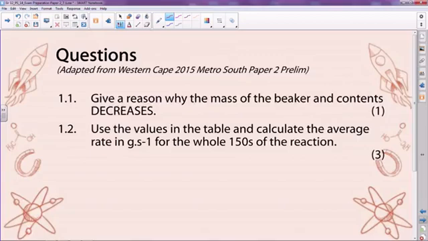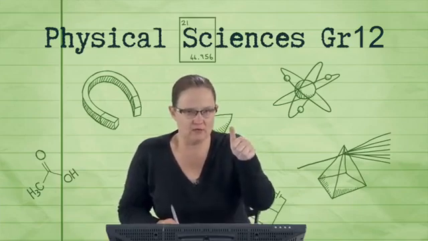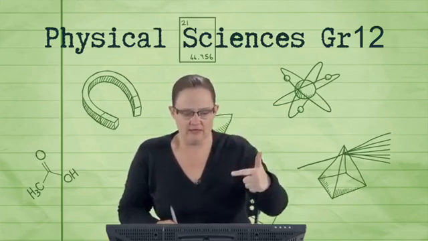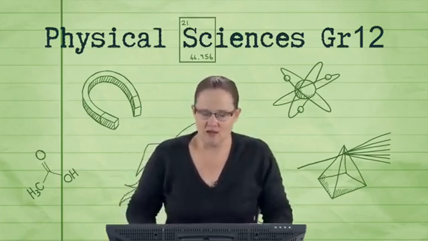Give a reason why the mass of the beaker and the contents decrease, and then use the values in the table and calculate the average rate. Not really very difficult, so I'm going to give you a minute to get that, okay? So you're telling me why does the beaker change mass, and then calculate the average rate, okay? So you have a minute. Your minute starts now.